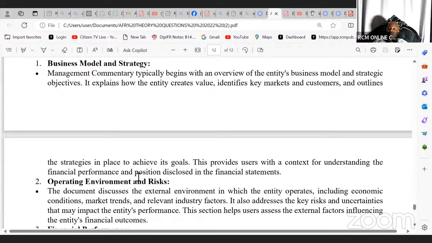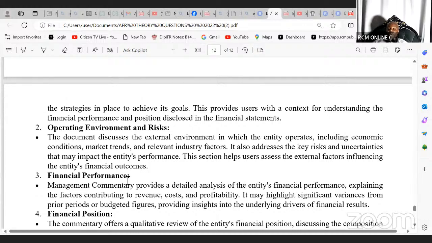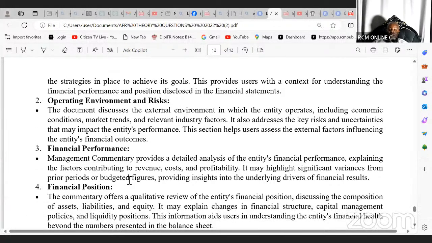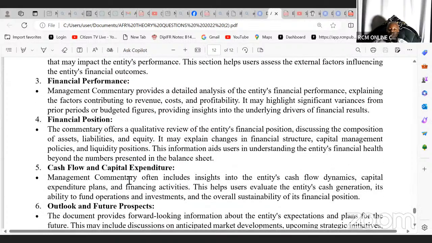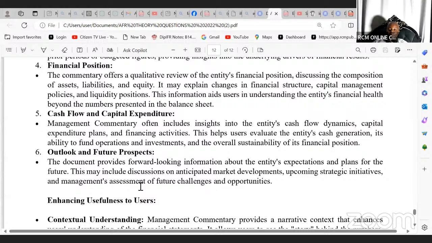Give us operating environment and risks. All right. So after that, like you saw Martin Odor mentioning, something to do with financial performance, you must talk about this. Then from there, you talk about your statements in the integrated report, the financial position, the cash flow and capital expenditure, capex is capital expenditure, the outlook and the future prospects. Now, enhancing usefulness to the users, we want these users to understand the financial statements.